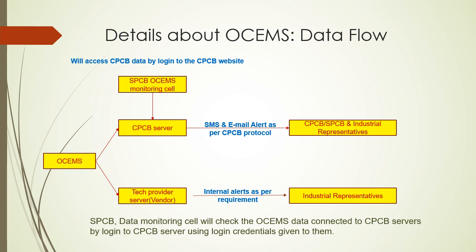Second line, when we say the tech provider server, that is the vendor, whoever has installed the OCMS at our site. So one data flow goes to the CPCB server, the other data flow goes to the tech provider, the vendor. For example, if I am installing OCMS at my site, I can get the internal alerts as per requirement.